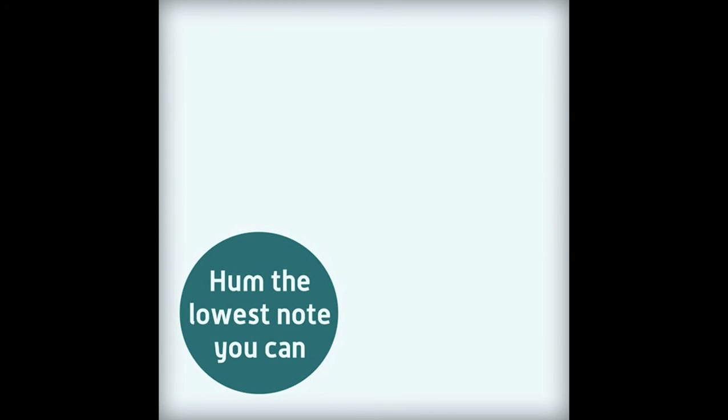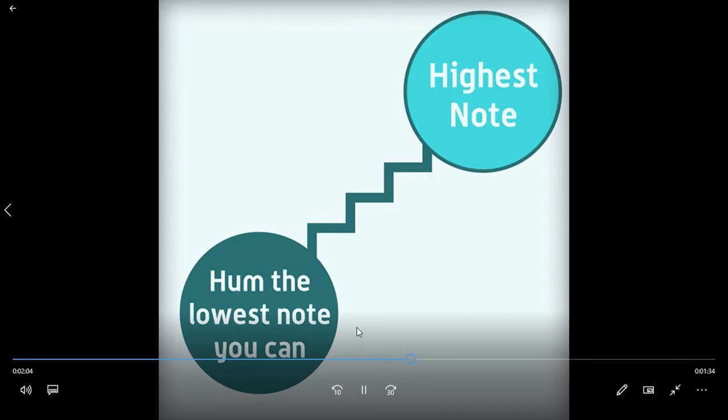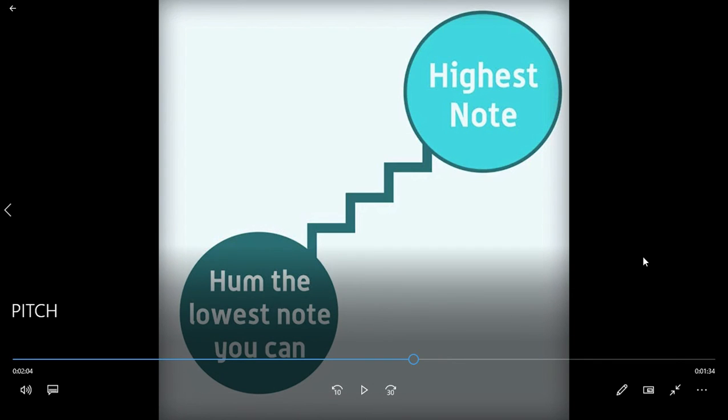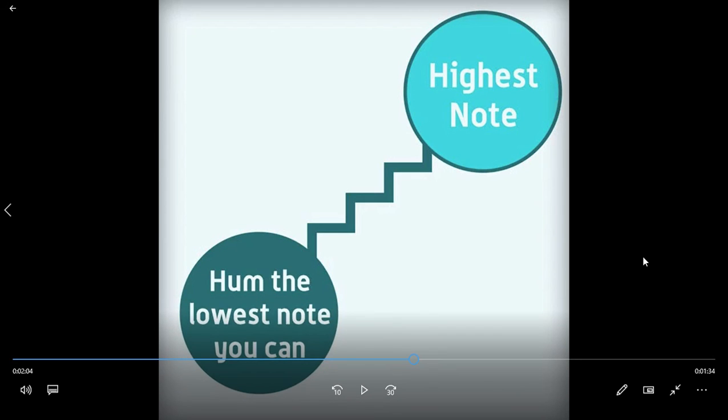But this doesn't just apply to instruments. Try this experiment for yourself. Hum the lowest note you can, rising all the way up to the highest note. Let's do it together. Ready? Steady. Go. Like this. Hum the lowest tone you can, and then the highest tone.